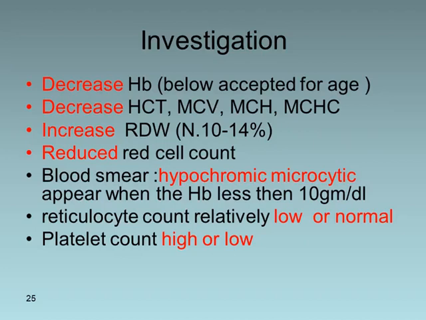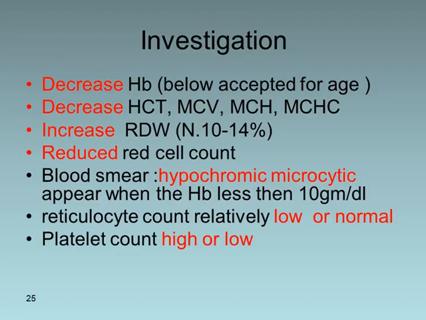Of course, the hemoglobin is low, below that accepted for age, and there will be decreased hematocrit, MCV, MCH, and MCHC, with an increase in the RDW. Normally it is 10 to 14%, and this is very important to differentiate from thalassemia, which is manifested at the same age group, but the RDW will be normal. In addition, there is reduction in the red cell count, and the blood smear reveals hypochromia and microcytosis when the hemoglobin is less than 10 grams per deciliter.